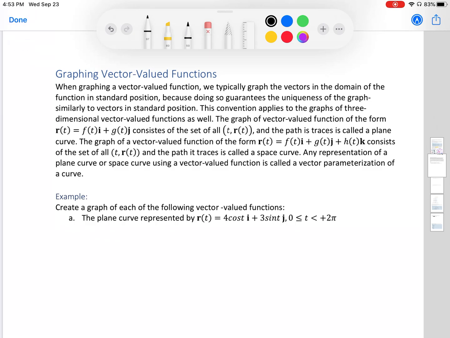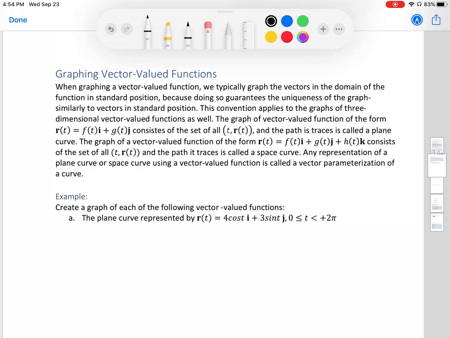Graphing vector valued functions. When graphing vector valued functions, we typically graph the vectors in the domain of the function in standard position, because doing so guarantees the uniqueness of the graph. Think back to when you wrote a vector in standard position. This convention applies to the graphs of three-dimensional vector valued functions as well.